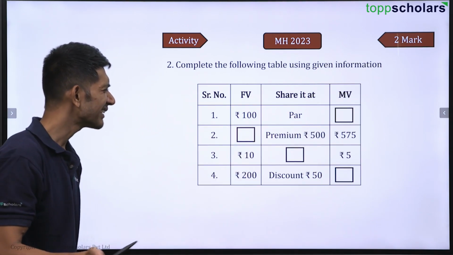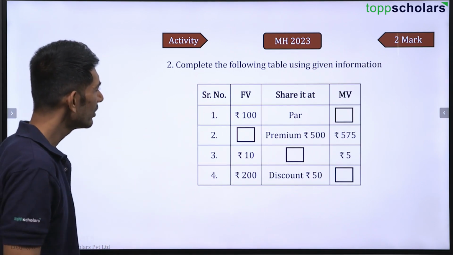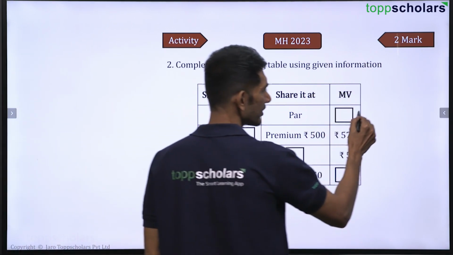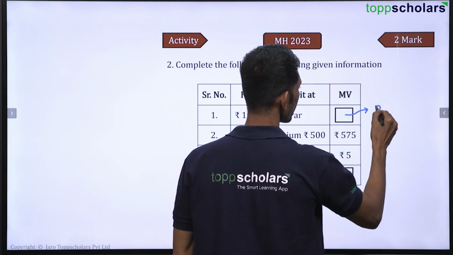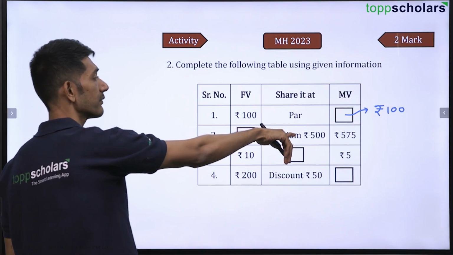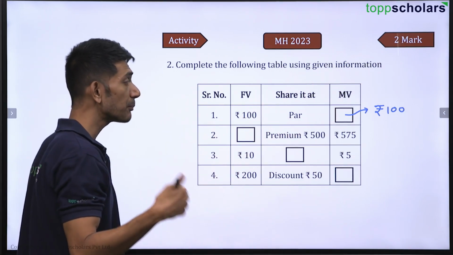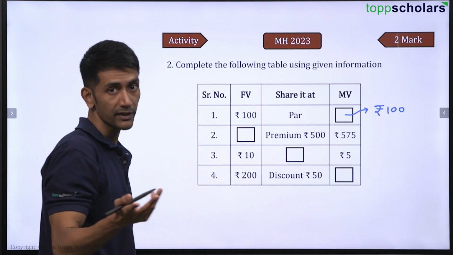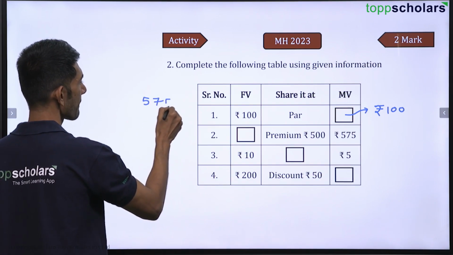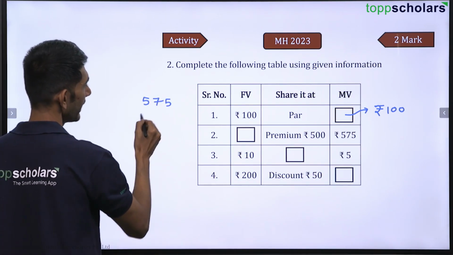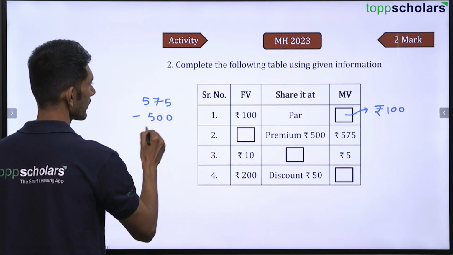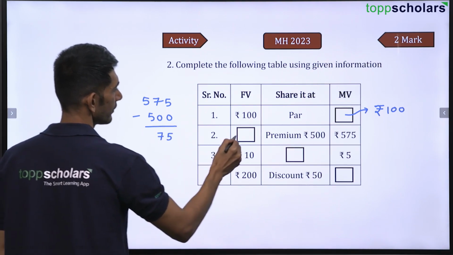Okay, so I don't think there is anything much in this. Directly we can do: face value is 100, the price of the share is at par. So if you try to purchase this, you're going to get the same share for rupees 100, correct? Now the market value is 575 and share is at the premium of rupees 500. That means the face value is less because it is at premium. So that is 575 minus 500, right? So that is 75.